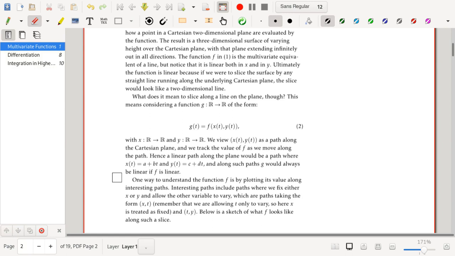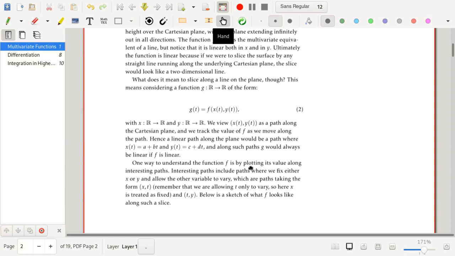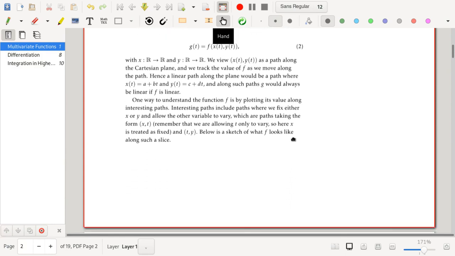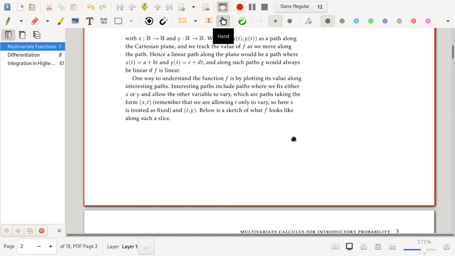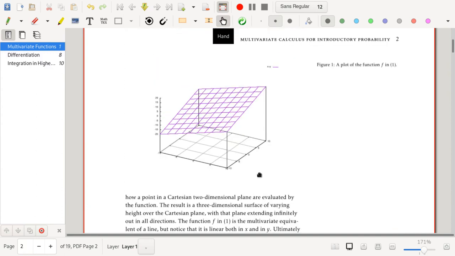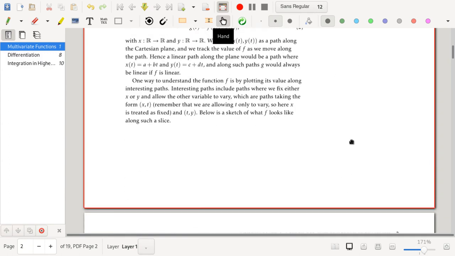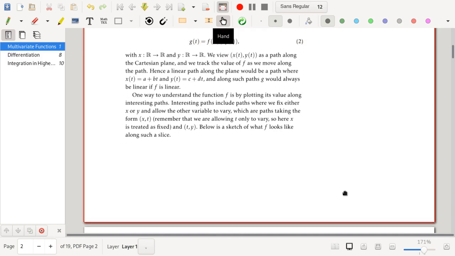So if we are considering a linear path and our function f is a linear function, then the function g, which is the value of f as we move along the path, is going to be a linear function. So one way to understand this function f, because we have this three-dimensional object, and the thing about three-dimensional objects is that they're kind of hard to plot by hand. One way you could possibly understand it is by plotting its value along interesting paths.